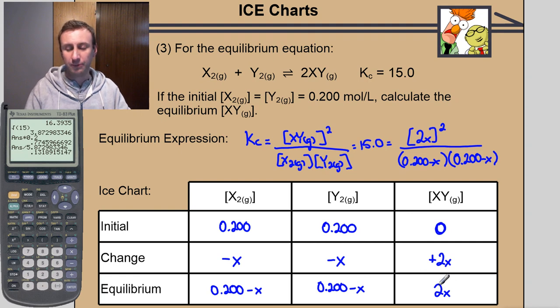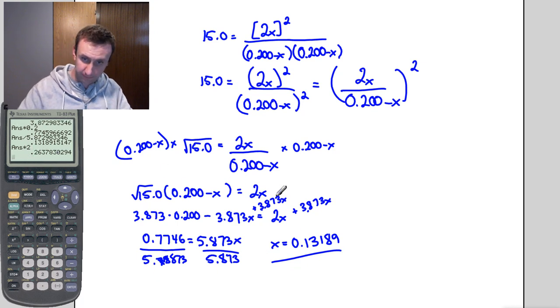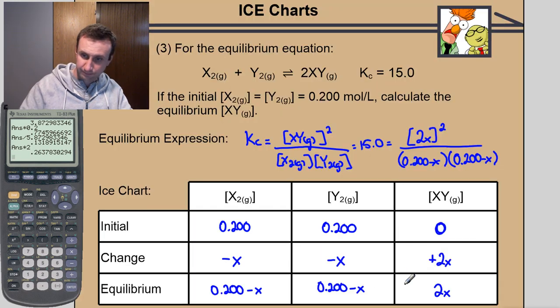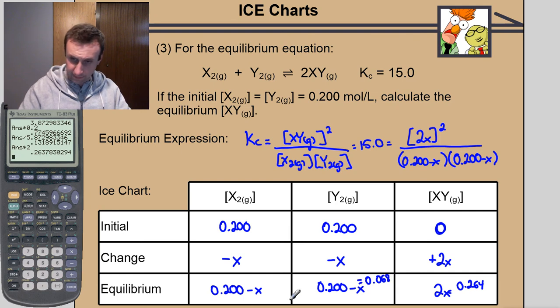So now in terms of what this value would be, I would just multiply that by 2. So let's just round this to 0.132, and I end up with 0.264. So if I go back here, this is 0.264. And then I had 0.132. So this would be equal to 0.068 and 0.068.